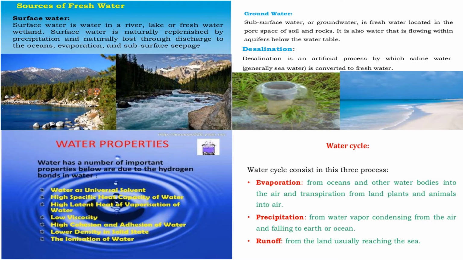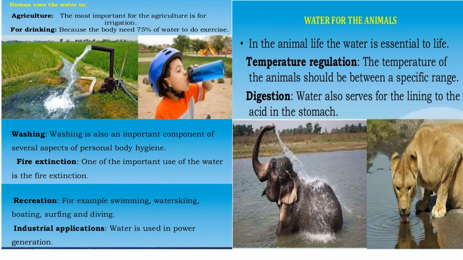The water cycle has three processes: evaporation, precipitation and runoff. Evaporation from oceans and other water bodies into the air, and transpiration from land, plants and animals into the air. Precipitation from water vapor condensing from the air and falling to earth or ocean. Runoff from the land usually reaching the sea.